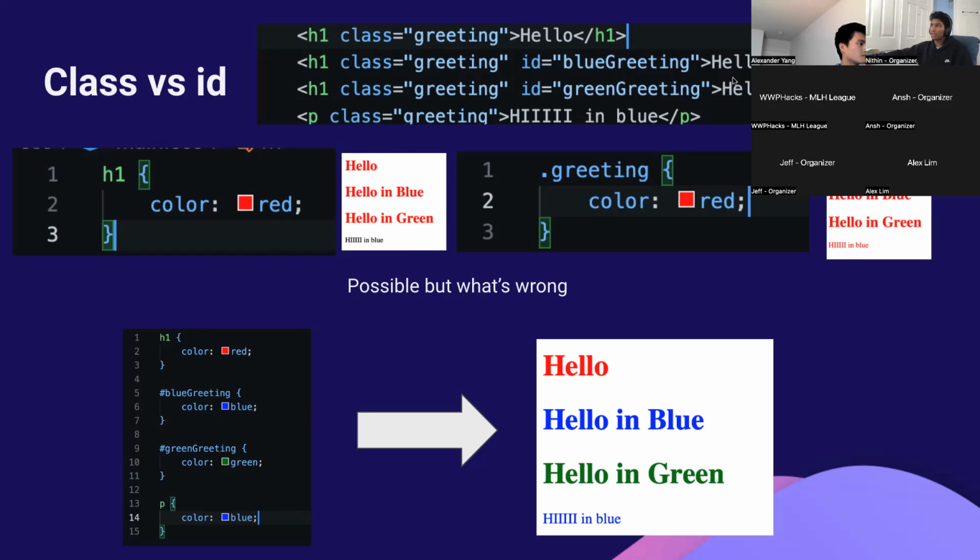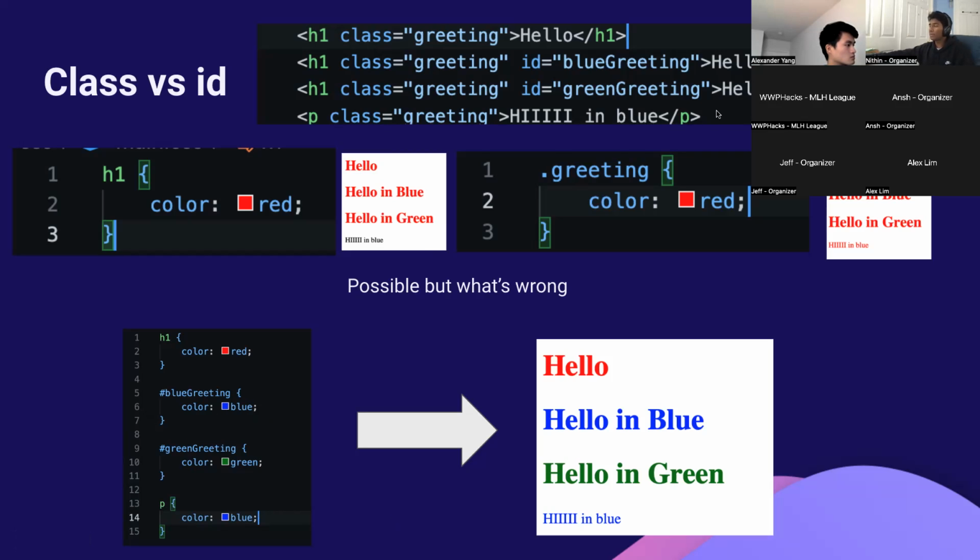But then I also say that in the ID, the blue greeting ID, the blue greeting H1, which I reference using the hashtag because it's an ID, and then blue greeting, that I'll make the font color blue. And then I'll do a similar thing with the green greeting, which I changed to green. And then finally, since there's only one P tag in this example, it's okay to use the P tag name and then say color equal to blue.